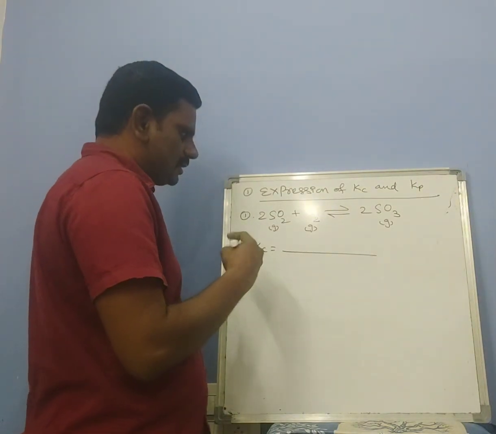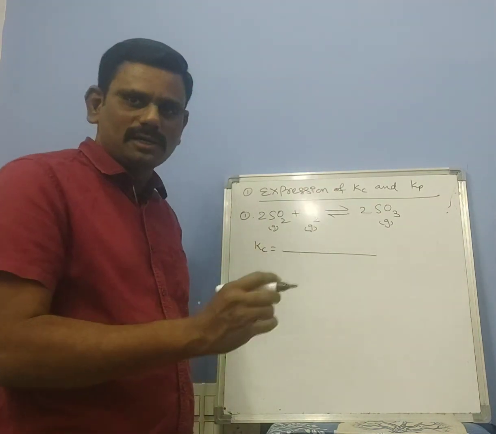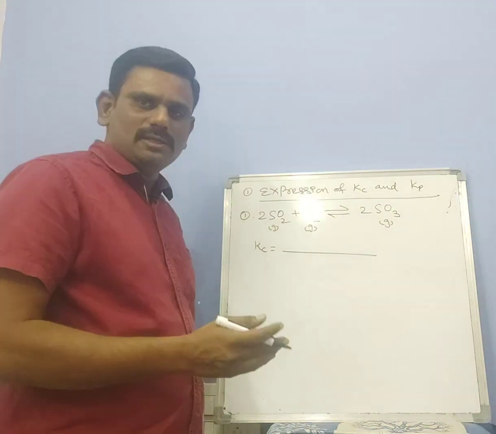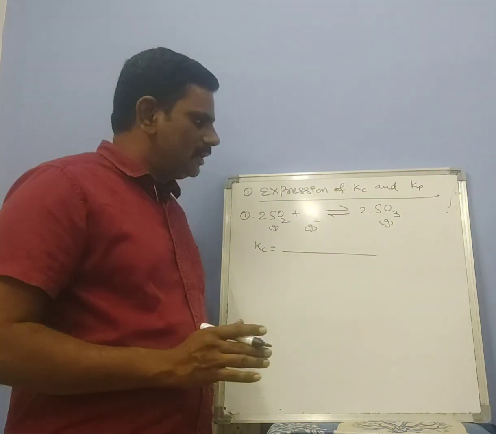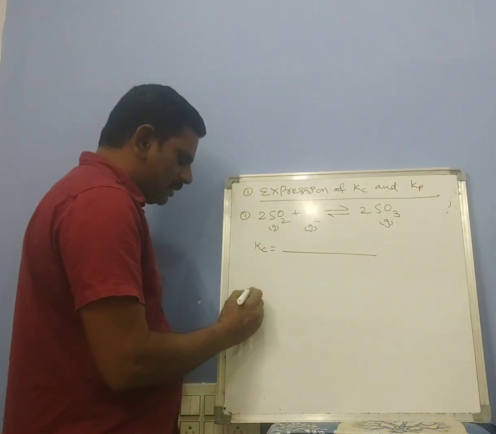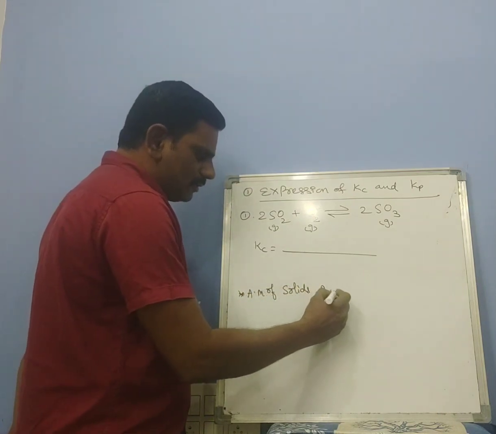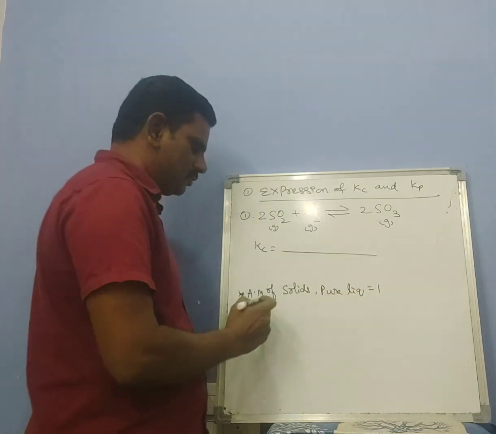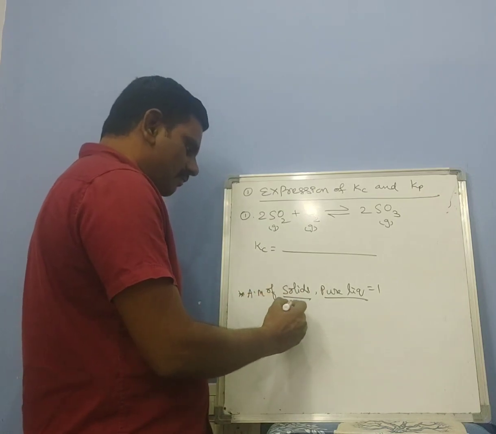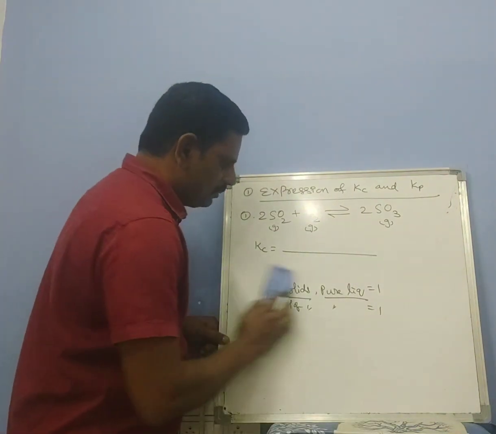Kc can be written usually for gaseous or aqueous solutions. Kp can be written only for gaseous reactions. If it is a gas, there will be Kp. If there is no gas, there is no partial pressure. And another important point: the active mass of solids and pure liquids is 1. That means the partial pressure of solids and pure liquids is also 1. So keep this in mind.